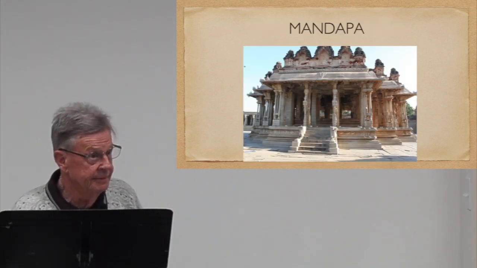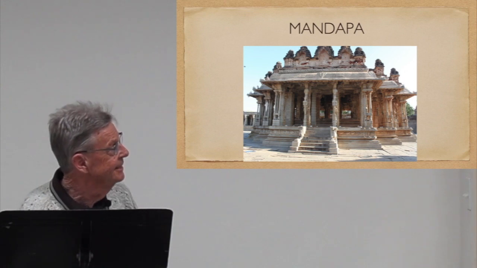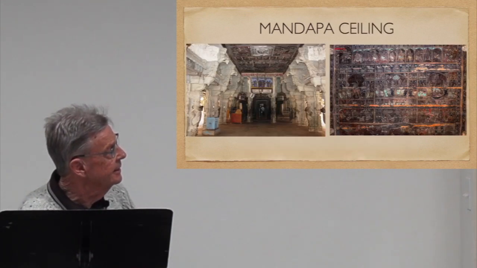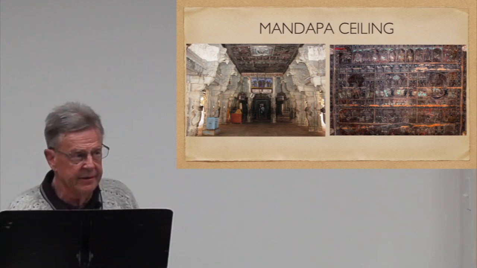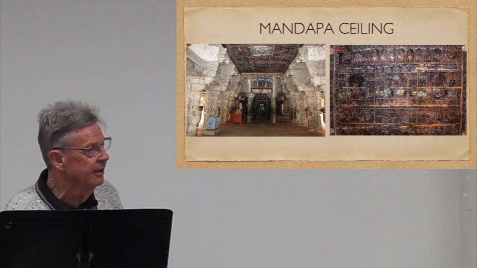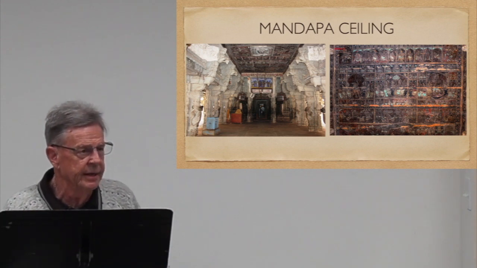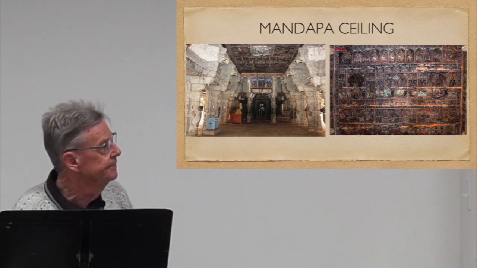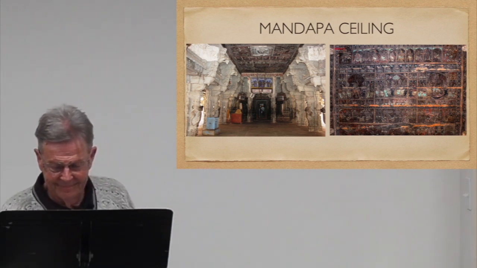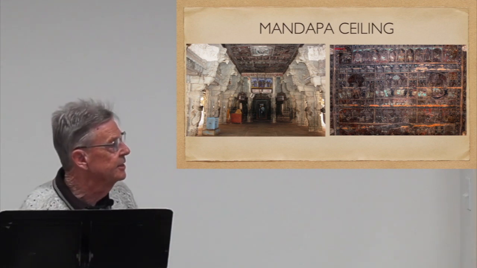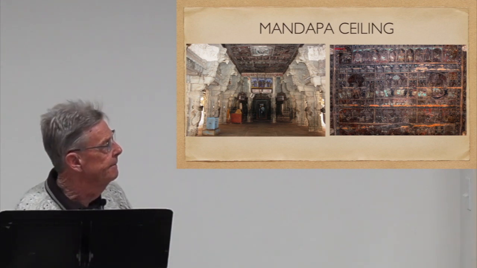The mandapa, remember the mandapa? The pillared hall. And inside it, it's hard to see, but that's the ceiling. You see the ceiling on the left. I've tried to get a close-up on the right. Various images of the god. Is that painted? I mean, it's carved and... It's carved, yeah, carved and painted.